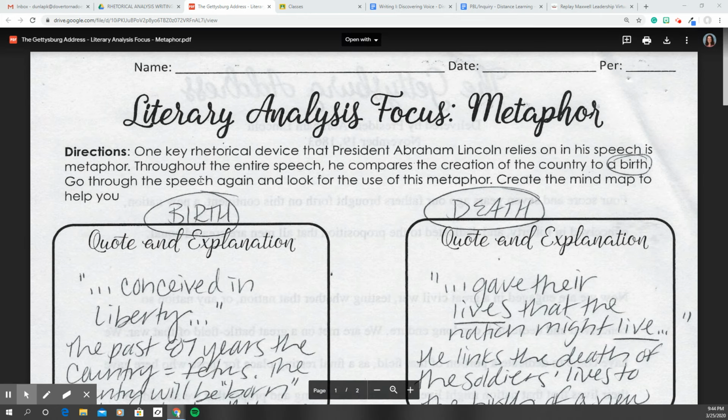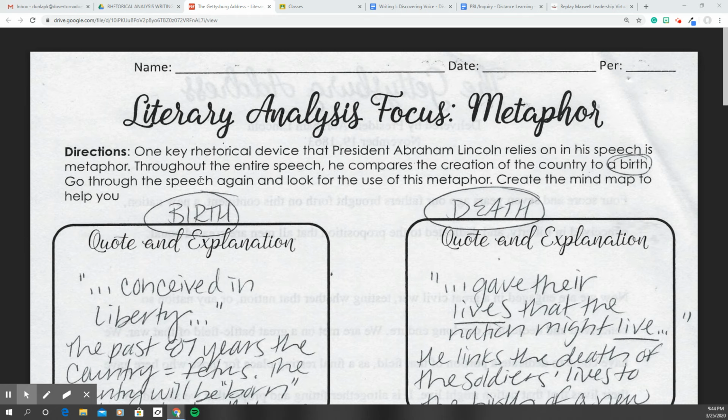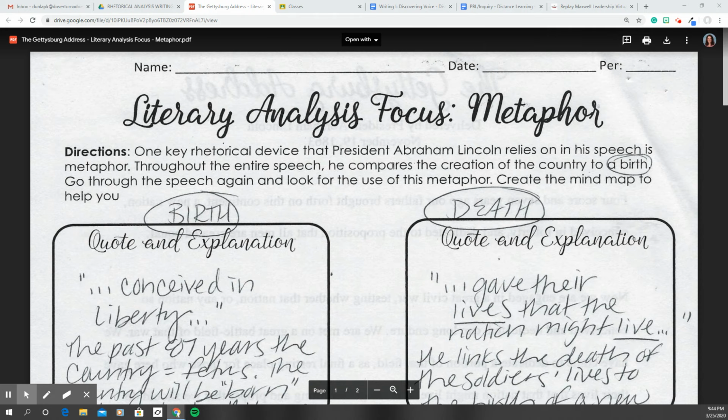So let's read the directions together. One key rhetorical device that President Abraham Lincoln relies on in his speech is metaphor. Throughout the entire speech, he compares the creation of our country to a birth. Go through the speech again and look for the use of this metaphor. Create the mind map to help you.